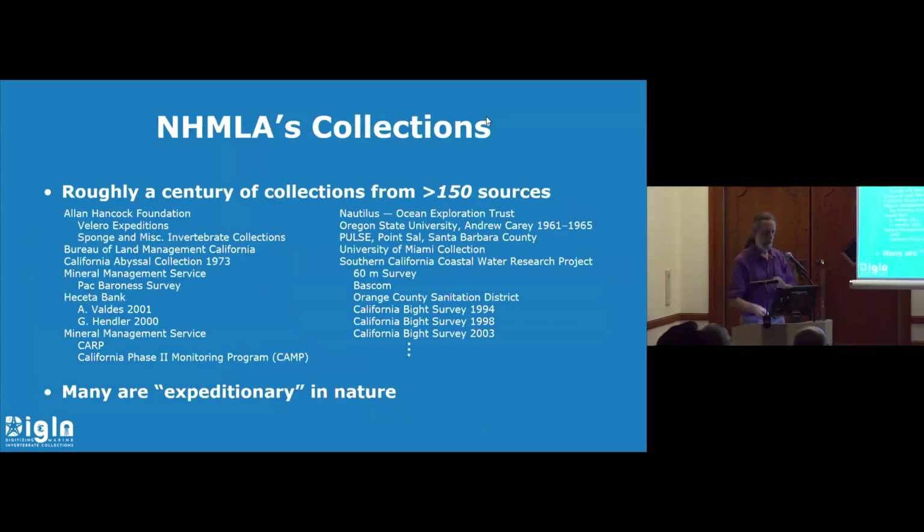So our collections are accumulated from many, many, many sources. We are the second largest marine collection in the United States after the Smithsonian. And the collections have come from very, very many sources. This is just the beginning of a list of about 150 sub-collections that exist within our marine wet collections.